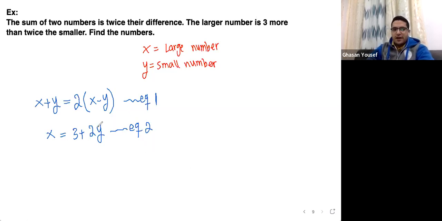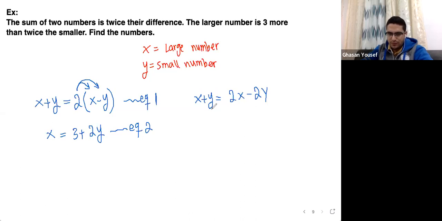Before I start solving this system, I prefer to distribute the 2 inside the parentheses. I have to simplify equation number 1. So I have x plus y equal 2x minus 2y.